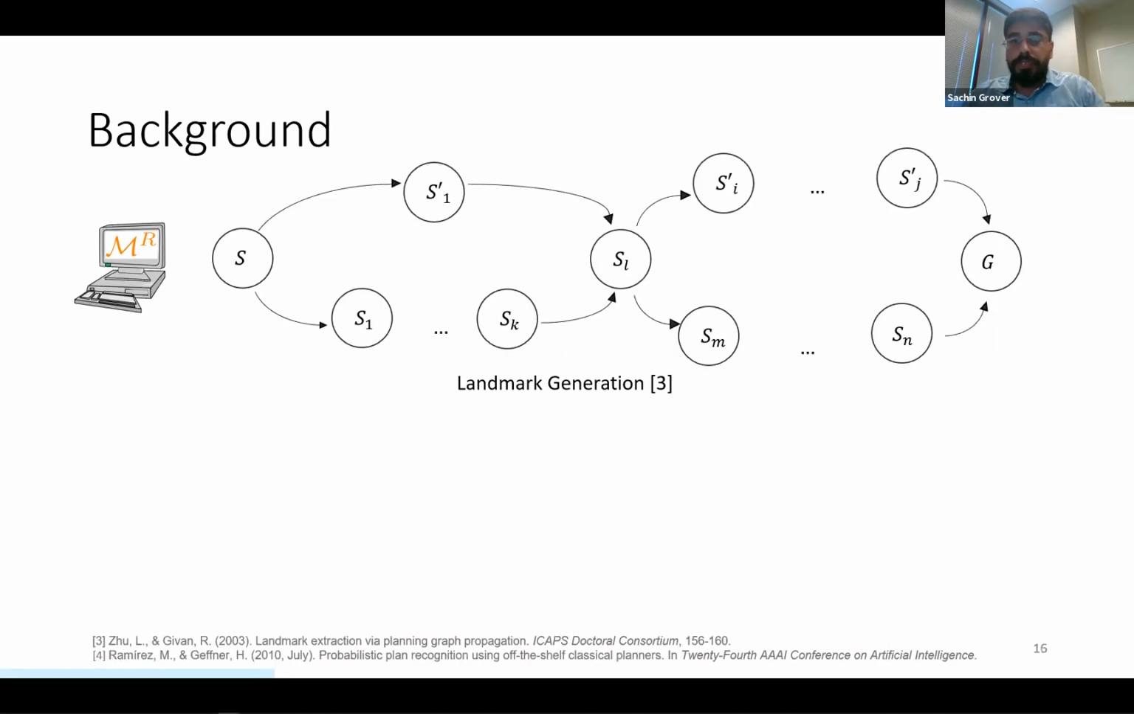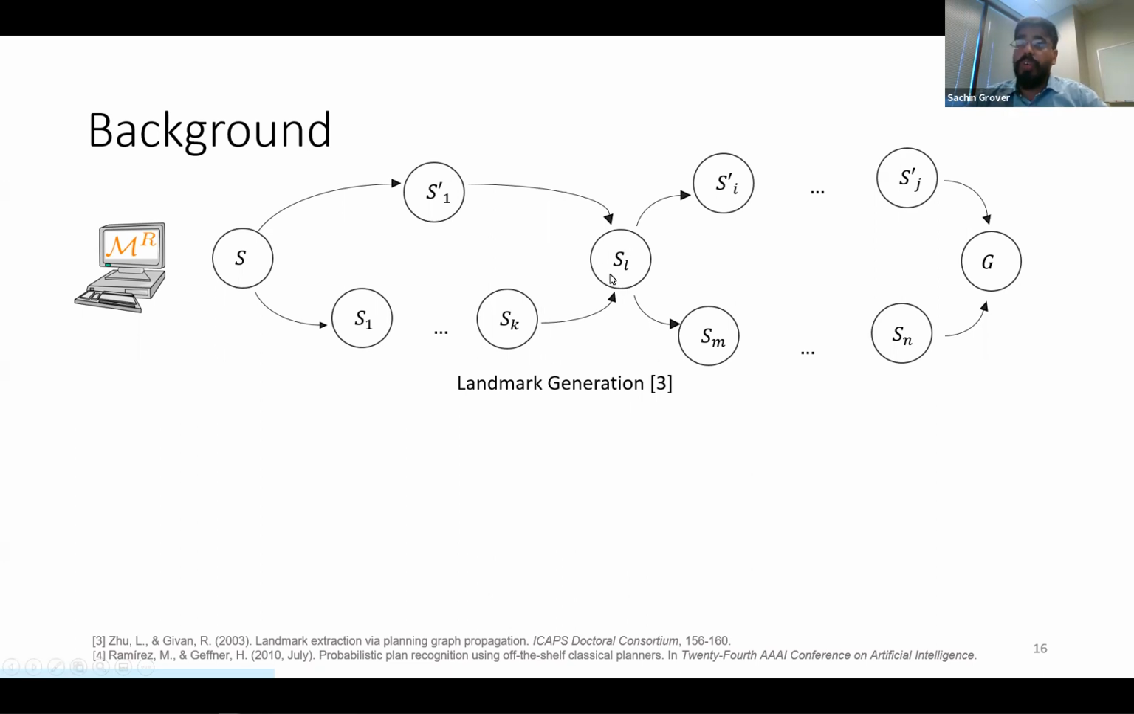Going to the third technique. The third technique is landmark generation. What landmark generation does is this: if there are multiple plans that can be executed to go from the start state to the goal state, and there is a scenario where some state has to be true, for now just understand this as a state, although we use it a little differently, I'll explain.